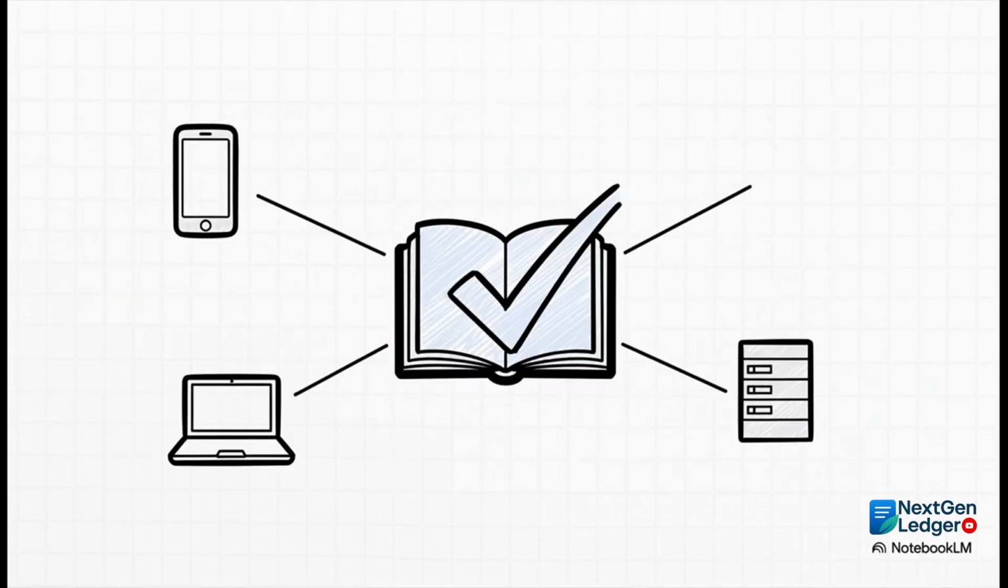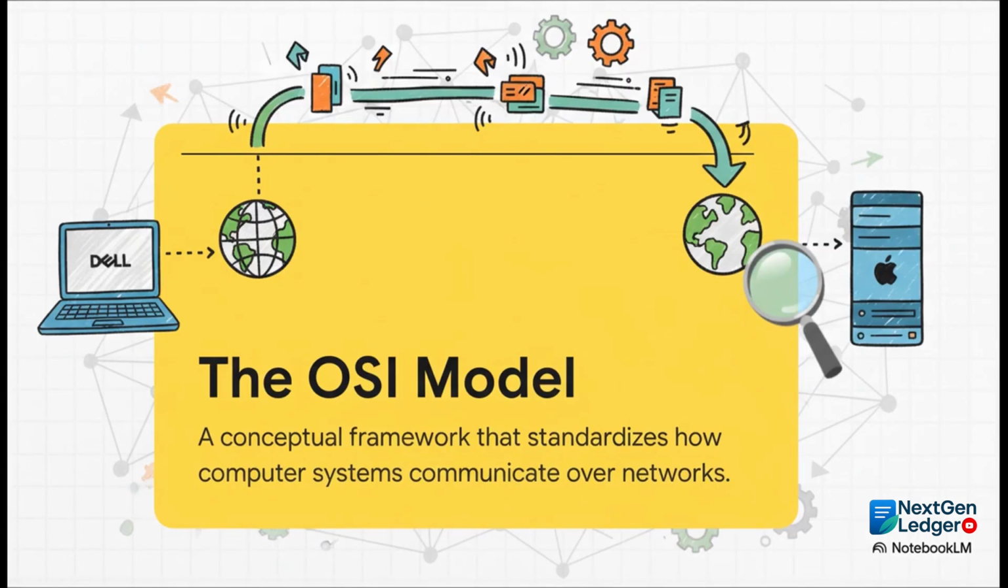Well, it's not magic, but it is an incredibly organized system. Think of it like a universal rule book that every single device out there, your phone, your laptop, those giant data centers, they all have to follow it so they can speak the same language. And that rulebook, it's called the Open Systems Interconnection Model, or just the OSI model for short. It's a framework that goes all the way back to 1984, and it is so fundamental that it's still the reason a Dell computer in one country can talk to an Apple server in another without any issues.